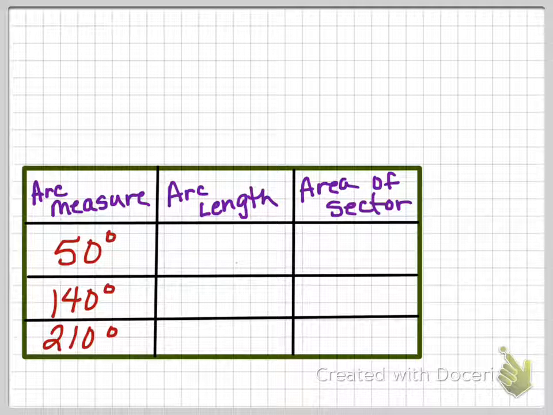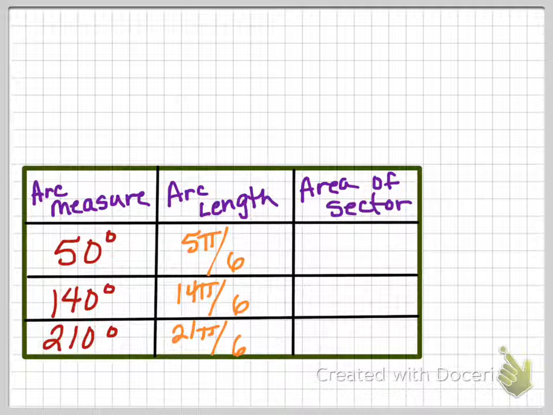And so what I got for the arc length of the 50 degree was 5 pi over 6. For 140 degrees, 14 pi over 6. For the 210 degrees, 21 pi over 6. For the area of my sector, I ended up with 5 pi over 4, 14 pi over 4, and 21 pi over 4. So those are what I ended up with.